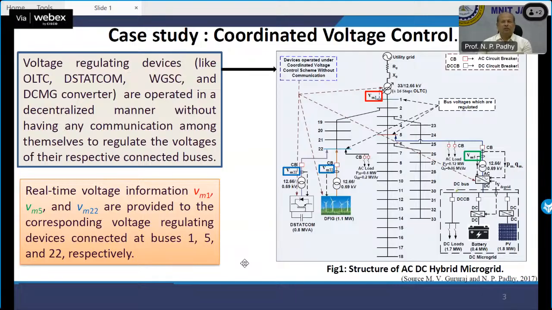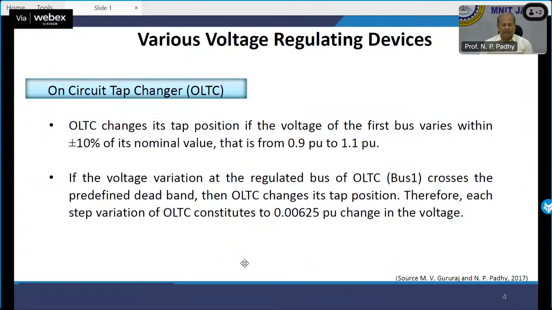The idea was to keep the microgrid on one side and the other devices on the other side, so that the diagram will be balanced. Otherwise, you can connect anywhere. Okay, so let's see the OLTC, popularly known as the online tap changer.